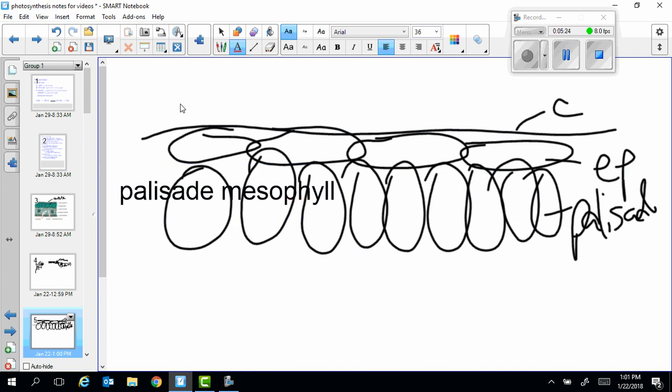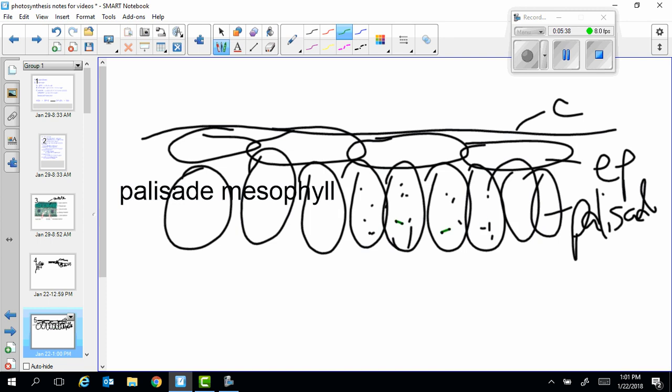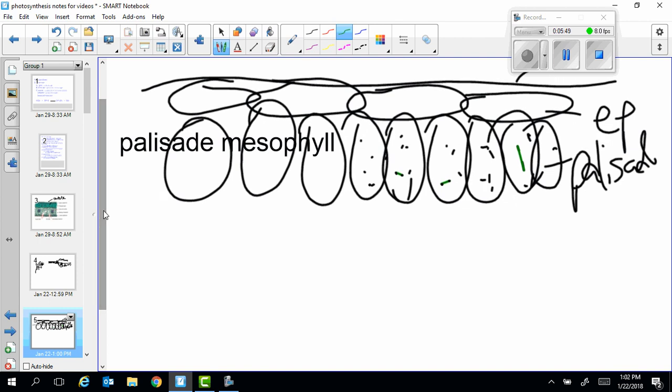All right, this layer right here is the palisade mesophyll, and the thing that is super recognizable about it is that it has a lot of chloroplasts. So each of these little dots that I'm putting in there, those are chloroplasts. That is the main site of photosynthesis in a leaf, the palisade mesophyll. So I like to remember it like this: P for palisade, P for packed together, P for photosynthesis.